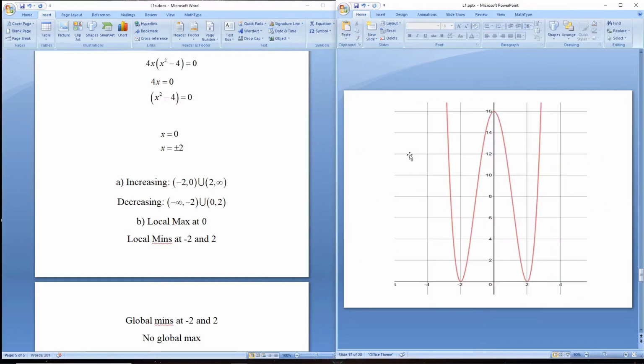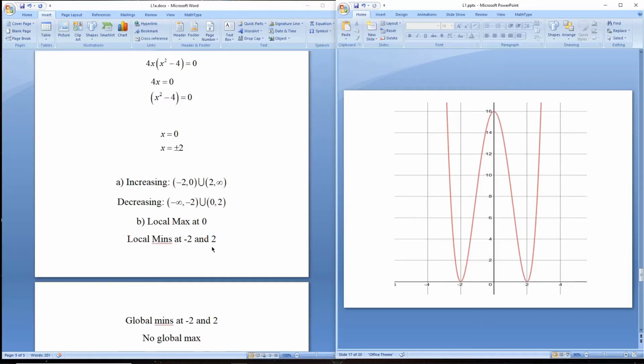And what does that look like? Well, here's the function. This is the function we are doing right here. And let's just look. Are we increasing from minus 2 to 0? You can see the function is increasing minus 2 to 0. And it's increasing from 2 to infinity. So that looks good. We're decreasing from minus infinity to minus 2. So you can see it's decreasing right here. And then 0 to 2. So that's right here. 0 to 2, it is decreasing.